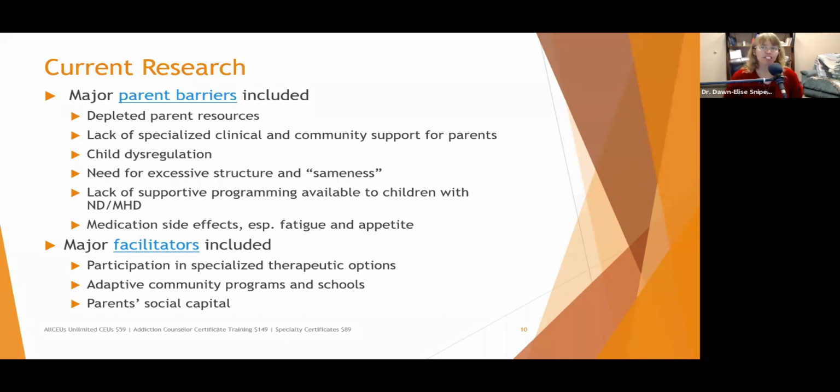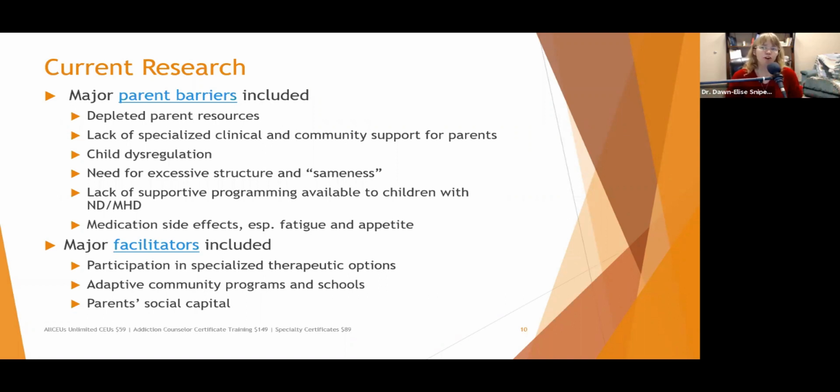Child dysregulation is a major barrier because it makes parents or caregivers not want to take the child out to the grocery store, to the shopping mall, to dinner, wherever, because the child seems to dysregulate without any forewarning, and that can make the parents feel sort of trapped in their own home. The need for excessive structure and sameness can really make a family's life very rigid in a lot of ways, which can be exhausting and frustrating and in some ways boring for the families.